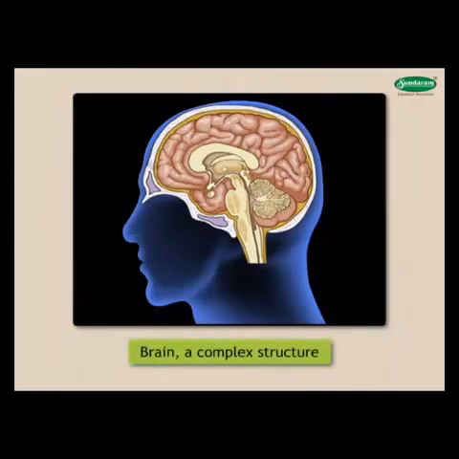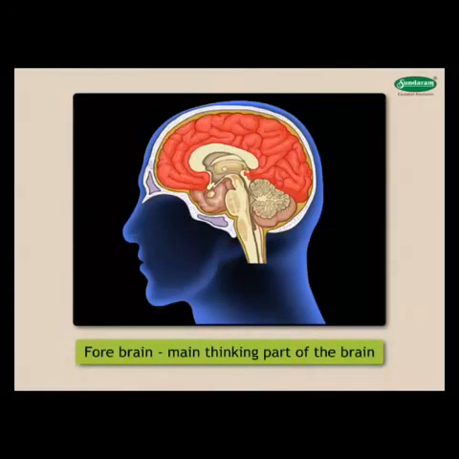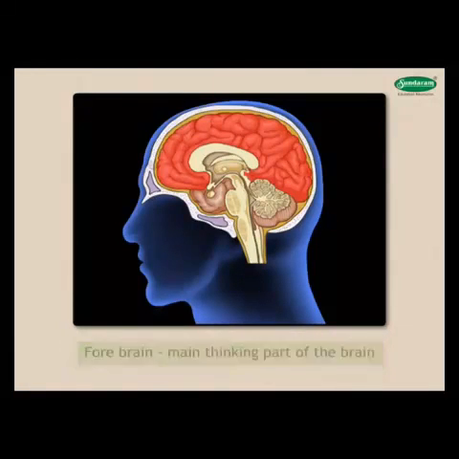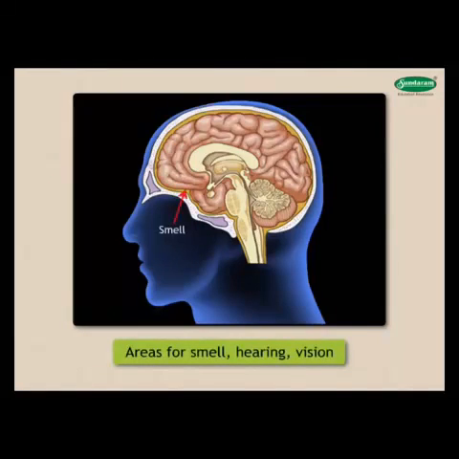We infer that the brain must be a complex structure with different centers responsible for integrating various inputs and outputs. The brain is a complex organ divided mainly into three regions: the forebrain, midbrain, and the hindbrain. The forebrain, or the cerebrum, is the main thinking part of the brain. It has regions which receive the sensory impulses from various receptors. The areas for smell, hearing, vision, etc.